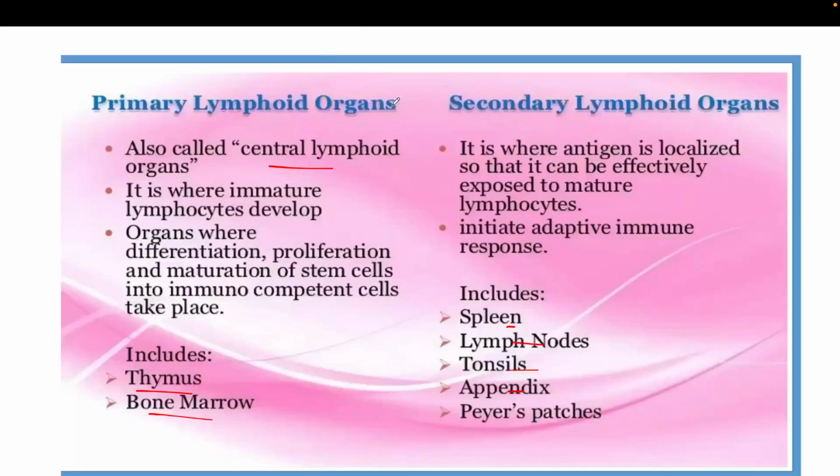Okay, and the positive and negative selection, all those things will happen here, and after that it will migrate to the secondary lymphoid organ, where it will encounter the antigen. Based on what kind of antigen it is encountering, it will proliferate its number. Okay, that is called clonal propagation.